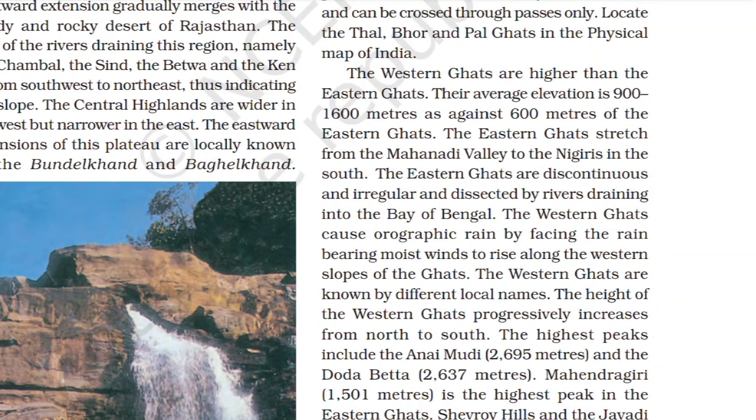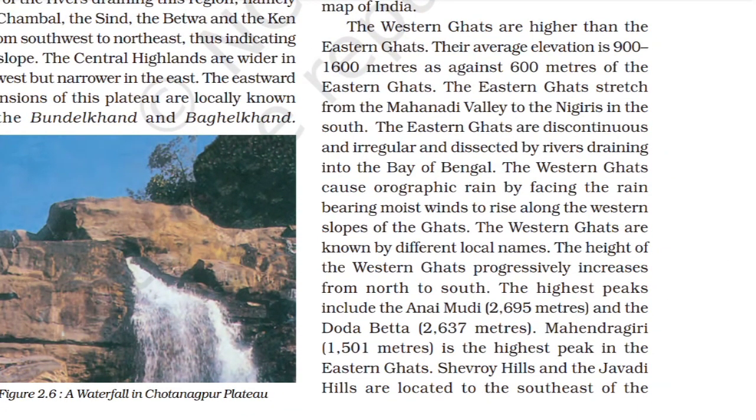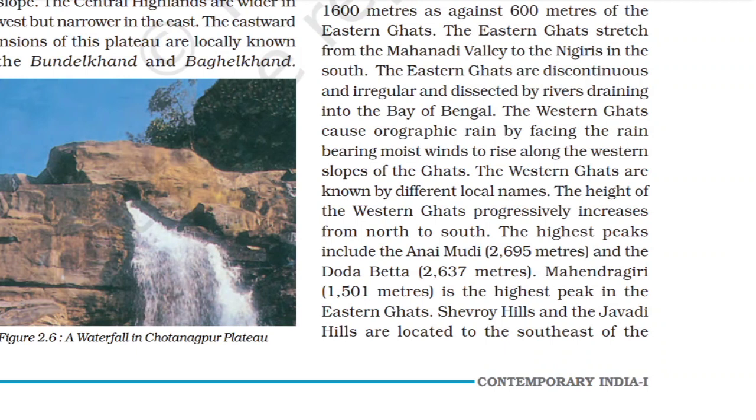The Western Ghats cause orographic rain by forcing the rain-bearing moist winds to rise along the western slopes. The Western Ghats are known by different local names. Their height increases progressively from north to south. The highest peaks are Anaimudi, with a height of 2695 meters, and Doddabetta, with a height of 2637 meters. Mahendragiri, at 1501 meters, is the highest peak in the Eastern Ghats.